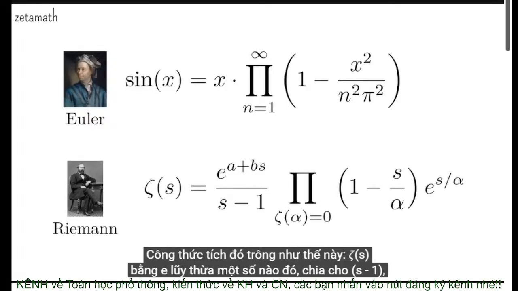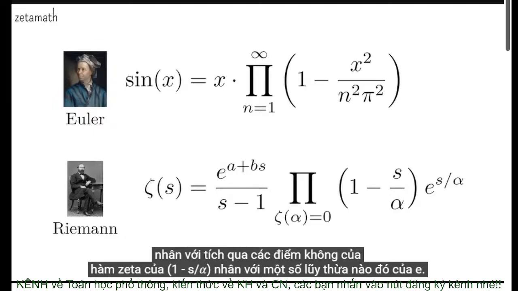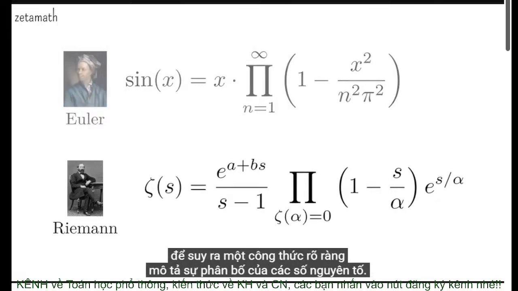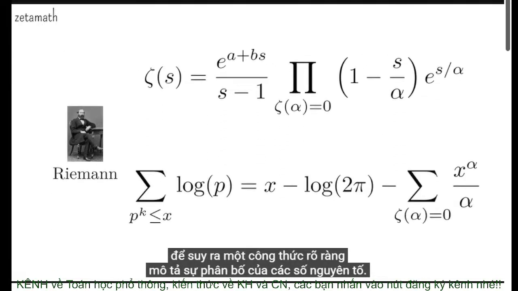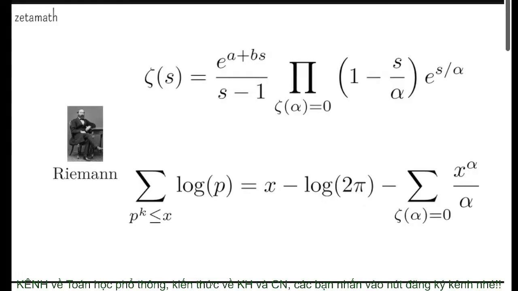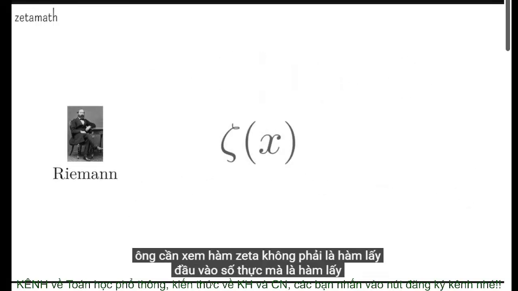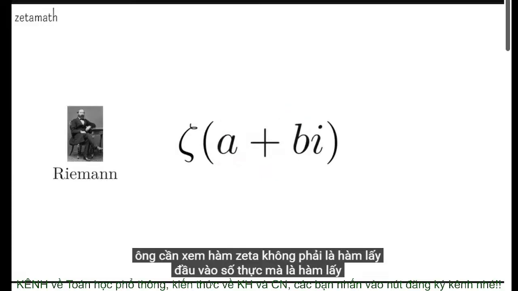Zeta of s is equal to e to some power divided by s minus 1 times the product across the zeros of the zeta function of 1 minus s over alpha times some power of e. We talked at the very end of the last video about how Riemann used this formula to derive an explicit formula that describes the distribution of the primes. Riemann's key insight here was that in order to make this product formula work, he needed to view the zeta function not as taking real number inputs, but rather as taking complex number inputs.